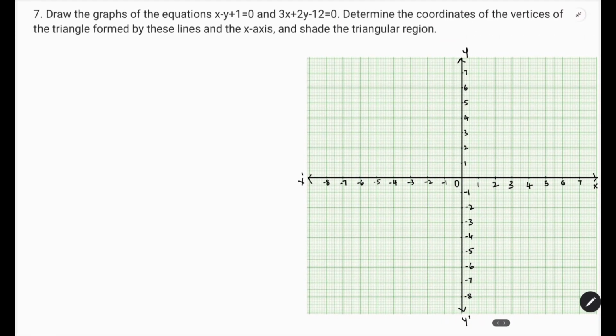Okay, now here next one. Draw the graphs of these equations, and determine the coordinates of the vertices of the triangle formed by these lines and the x-axis, and shade the triangular region. Now we will take the first equation, x minus y plus 1 equal to 0, and we will assume the values of x and find out the values of y.